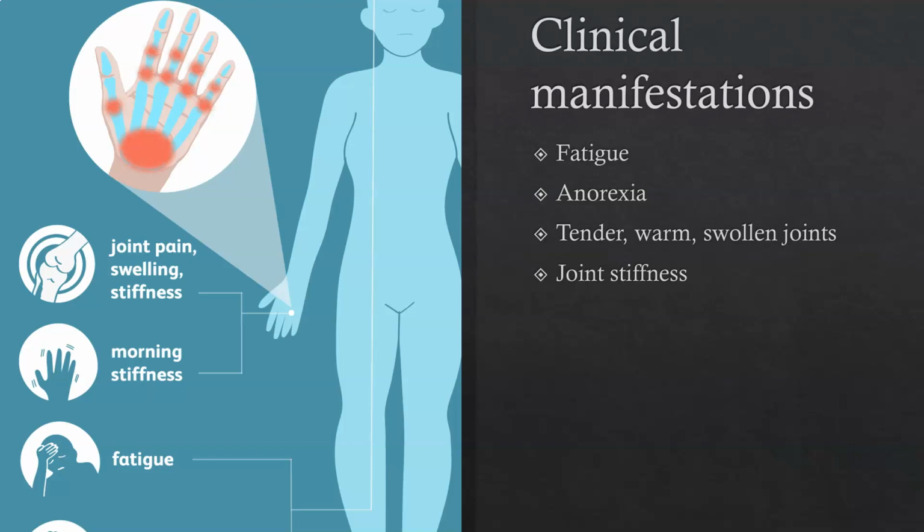As the disease progresses, symptoms often spread to the wrist, knees, ankles, elbows, hips, and shoulders. Typically, symptoms occur in the same joints on both sides of the body.